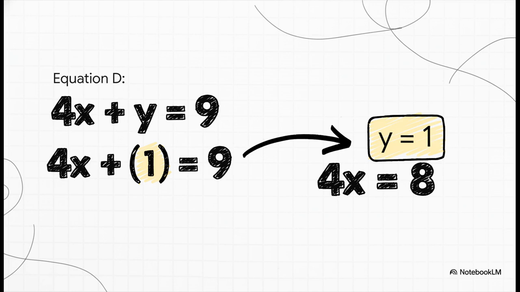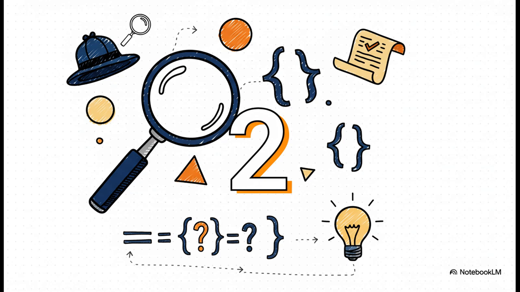So now we can take that value, y equals 1, and plug it back into one of our simpler clues. Let's use equation D. That'll help us find the identity of our next suspect. A little bit of simple algebra, and boom, our second variable is solved. X equals 2. That's 2 down, 1 to go.